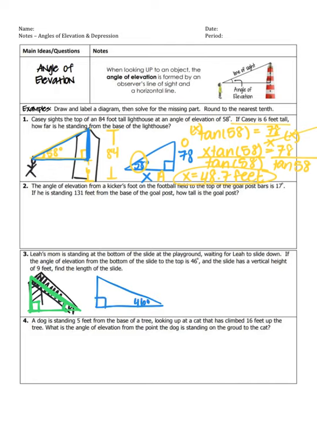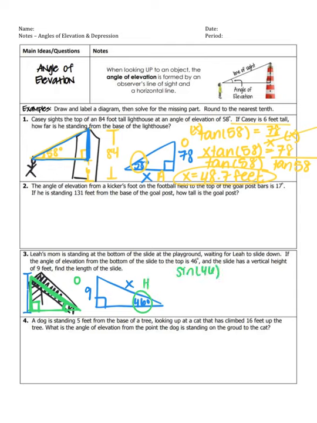And the slide has a vertical height of 9 feet. So this right here is the vertical height. So that would be 9. They want us to find the length of the slide, which would be the hypotenuse. So here we go. Circle our reference angle. We've got opposite, we've got hypotenuse.